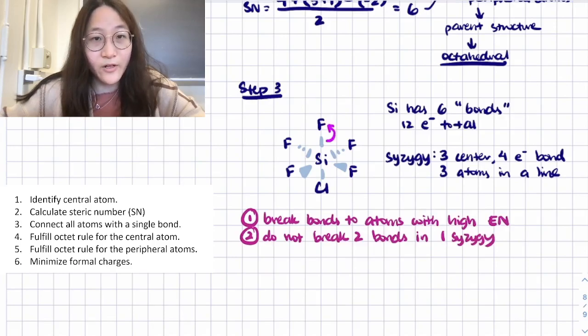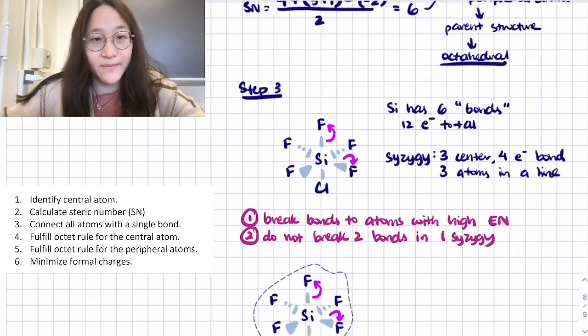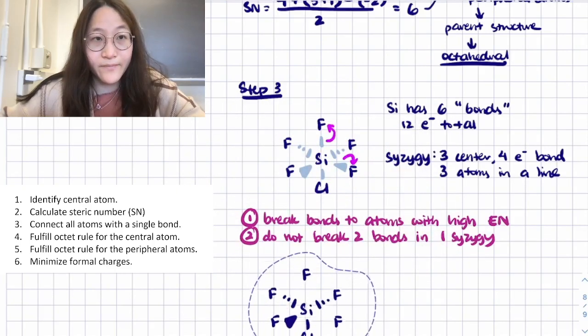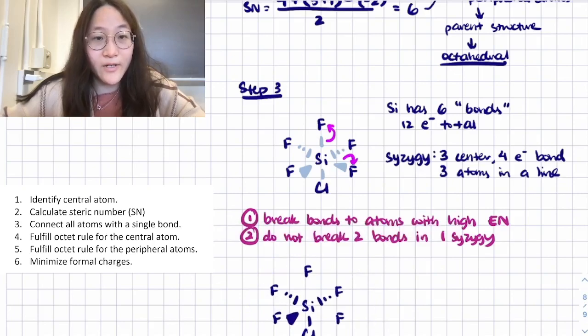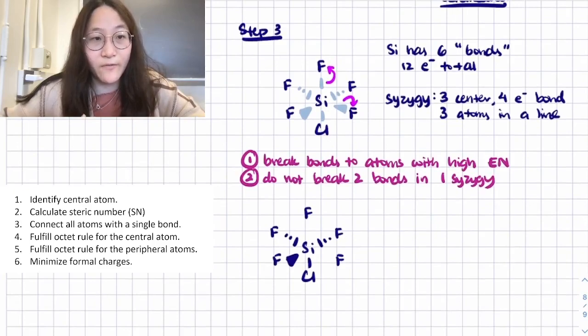So let's redraw our molecule in just a second. Here we can see that we removed our bond to the fluorine above and then a random fluorine from one of the other 2 syzygies. Let's redraw our ion with our final bonds. Okay, great. Now our central atom silicon has 8 electrons around it, and so we have fulfilled its octet rule.